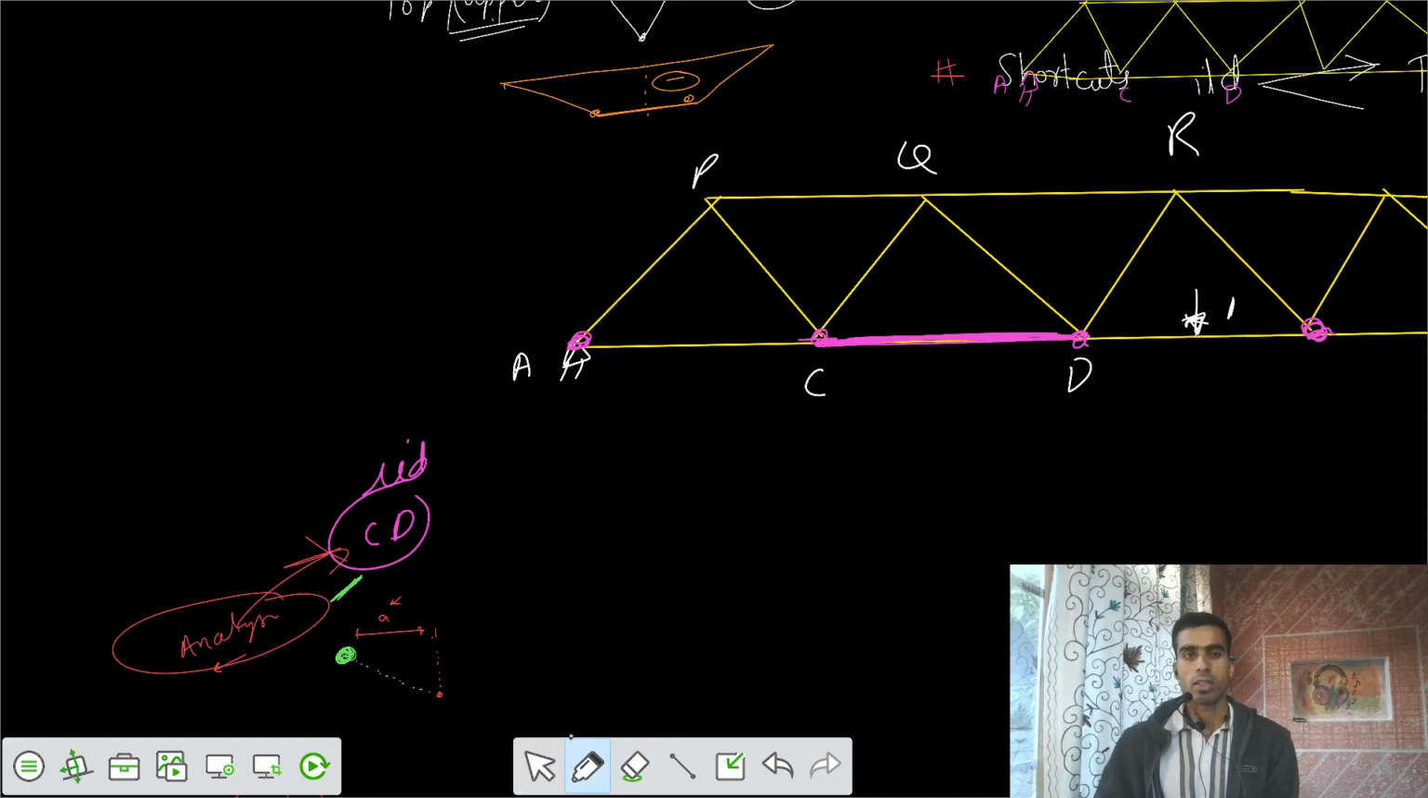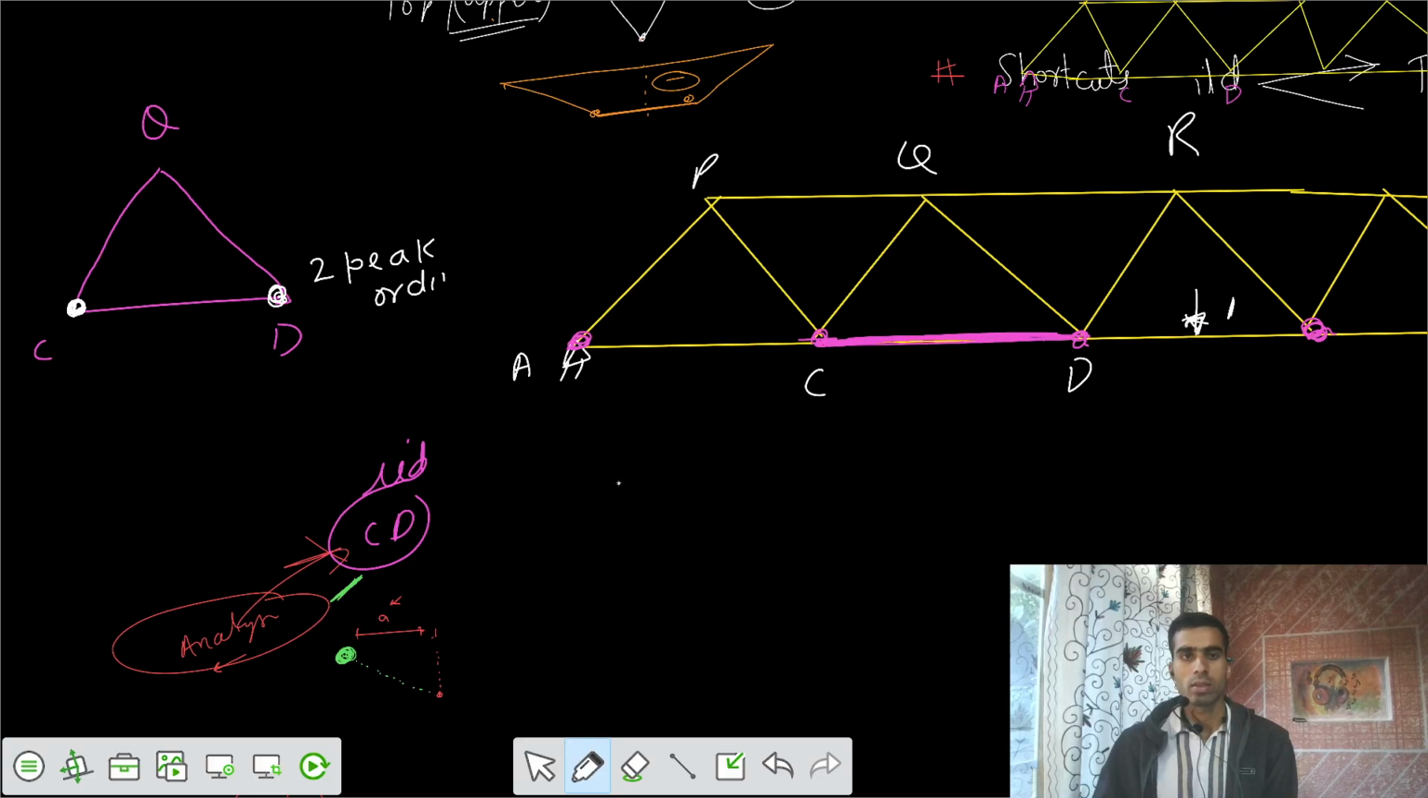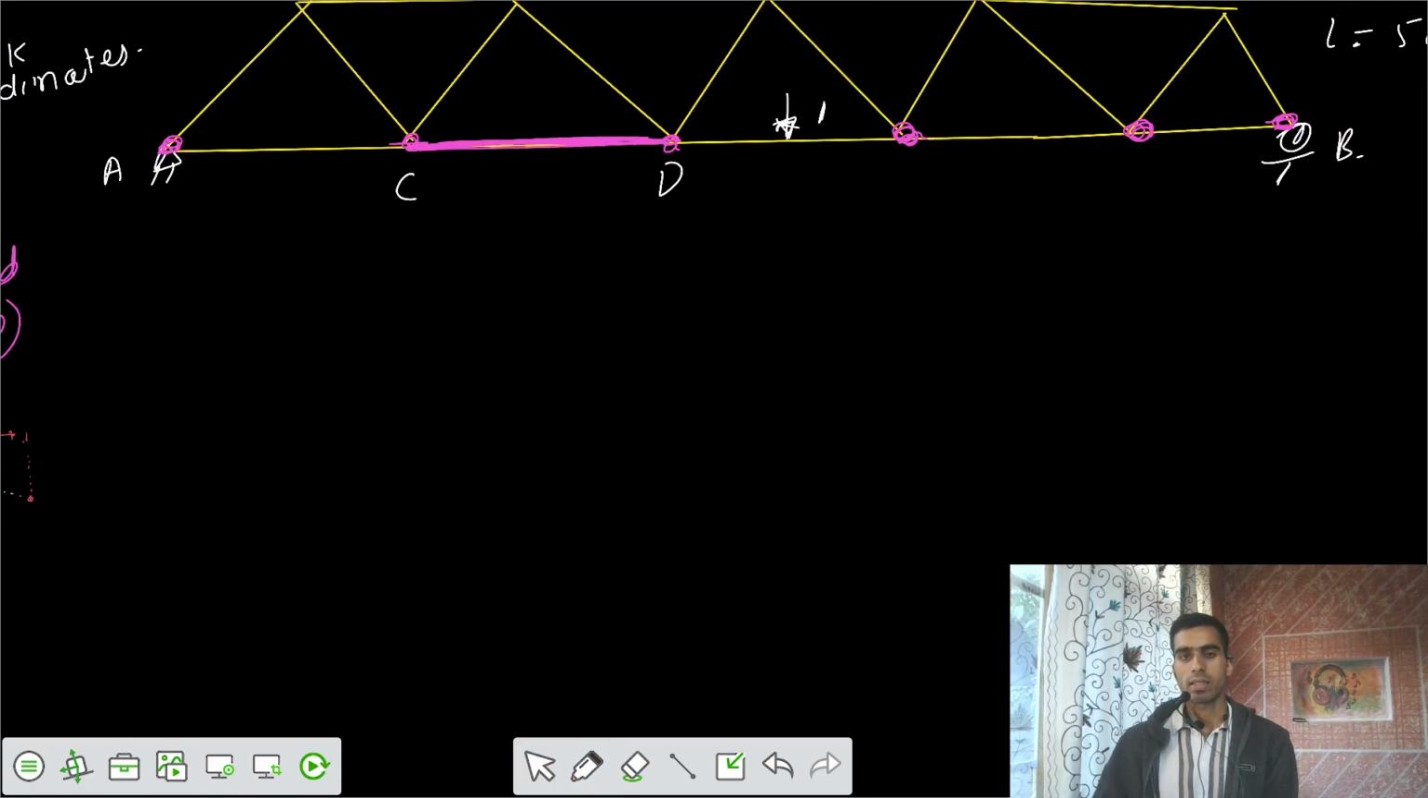You have this member CD. Then you find the triangle. Which triangle does CD have? I would say CD has the triangle CDQ. So this is the triangle we are having. And then we ask, where are the loading joints? I would say the loading joint is this one, and the loading joint is this one. That means two peak ordinates would be there. Let's take the diagram.